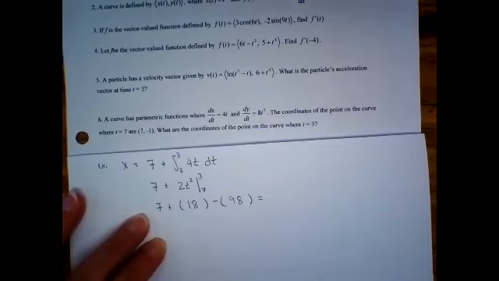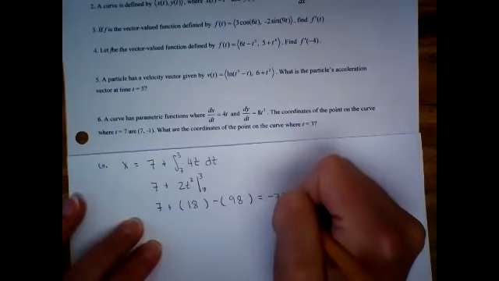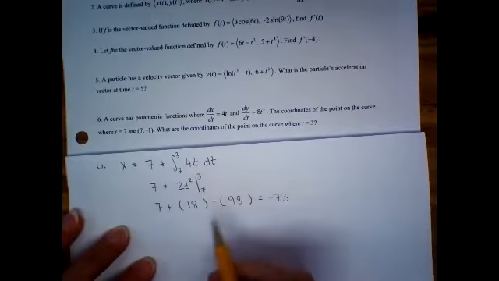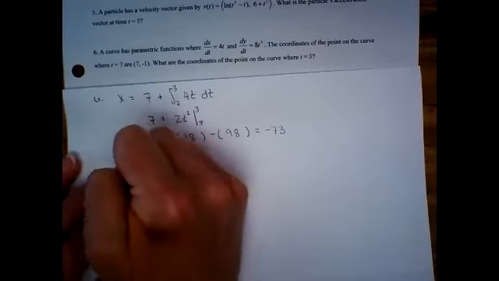Oh, you know what, you're allowed a calculator for this test. Why am I trying to do all this in my head? So it'll be negative 73. I do want to see the antiderivative though. This is fundamental theorem of calculus, so I do want to see that because I want to make sure you can actually work that out by hand.